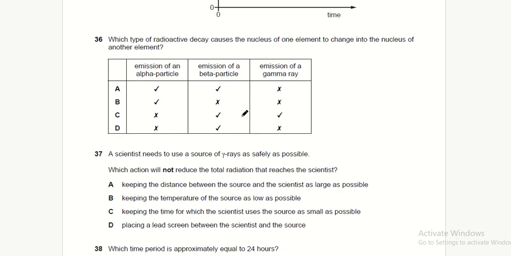A nucleus changes from one element to another only with alpha emission and beta emission. Alpha decreases protons by 2 and neutrons by 2, and beta decreases neutrons by 1 and increases protons by 1. Gamma has no effect on the constituents of the nucleus, so it stays the same nucleus.